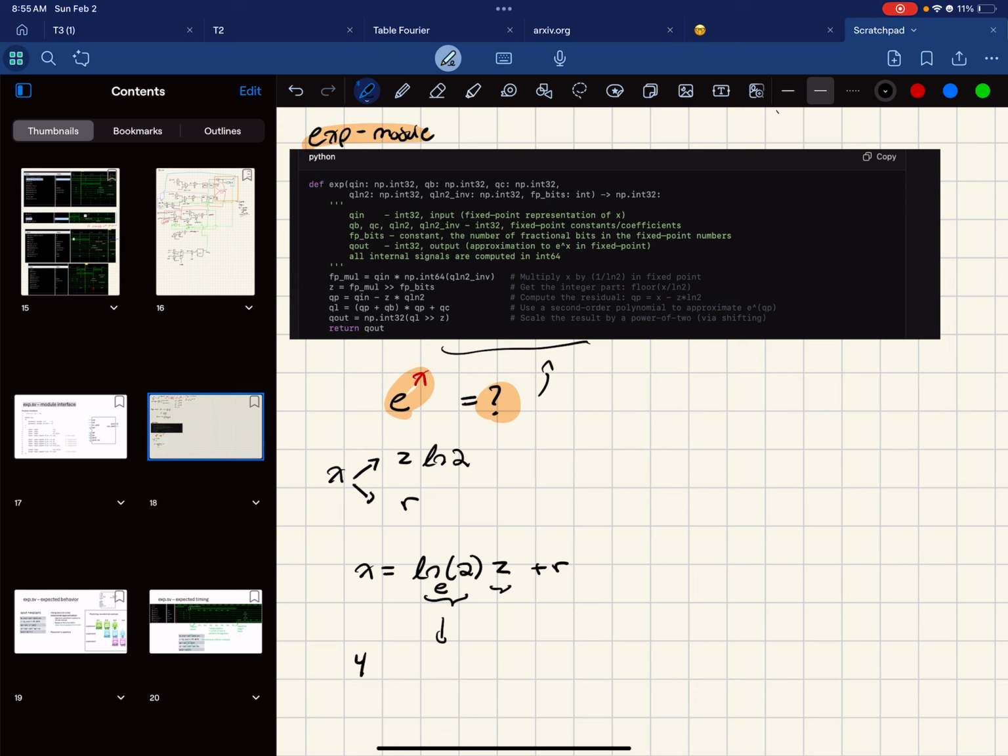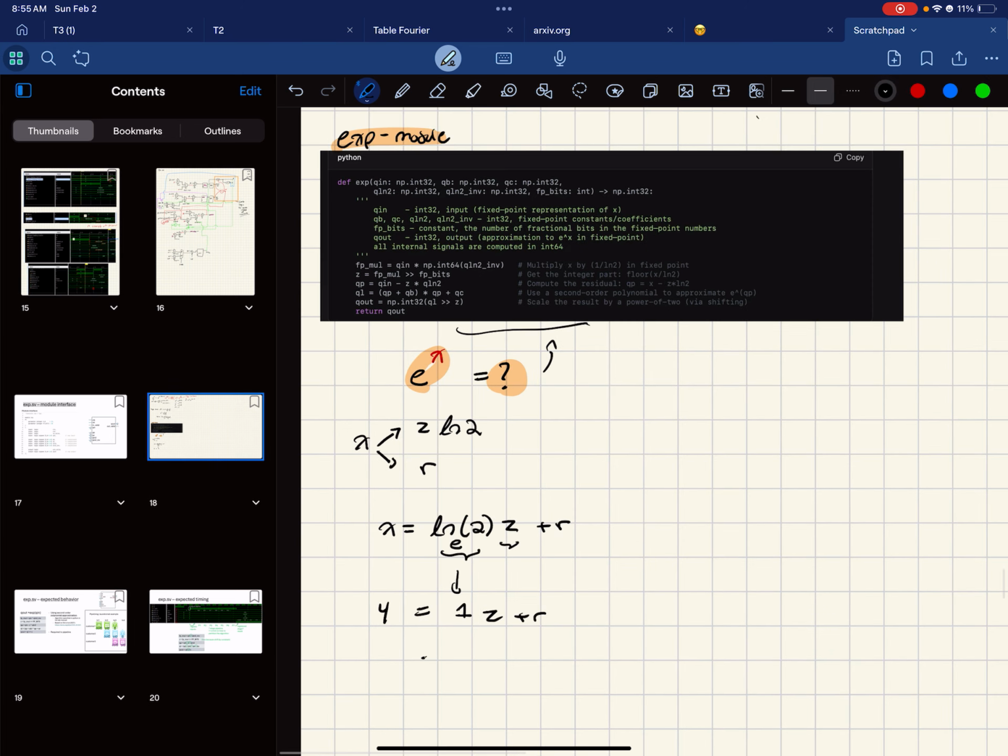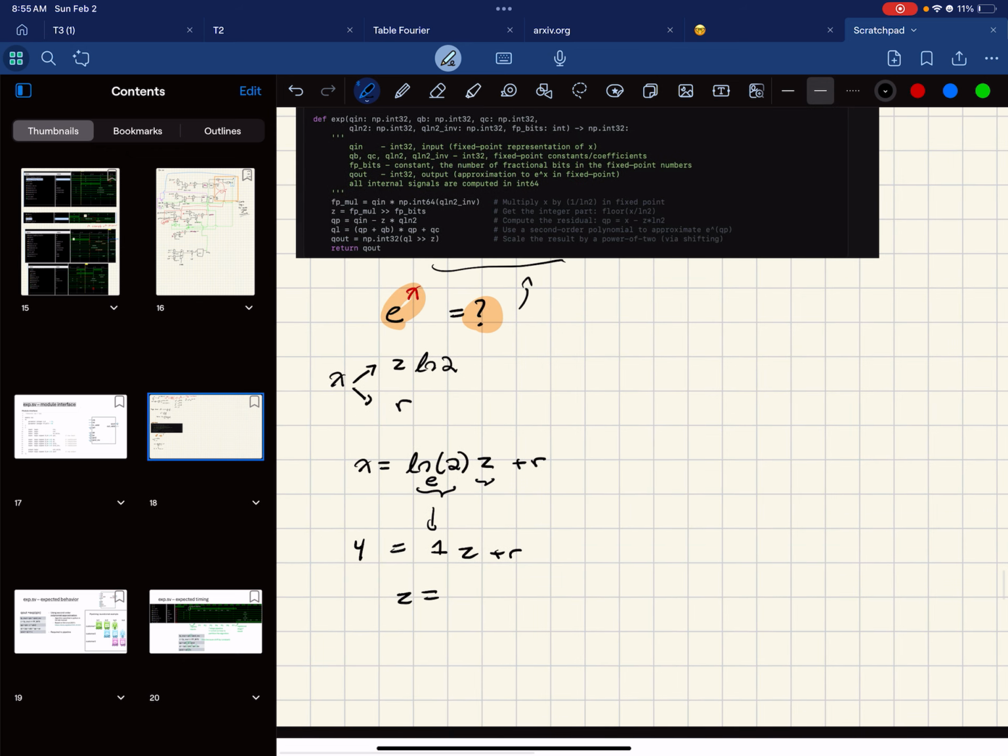So if x is 4, and for the sake of math we say e equals 2, so ln_e of 2 is just 1. If I say 4 equals 1z plus r, then you can easily say, let z equal 3 and r equal 1, and it will work. Or z equals 4 and r equals 0, and it would still work. So you have all of these options to play around.